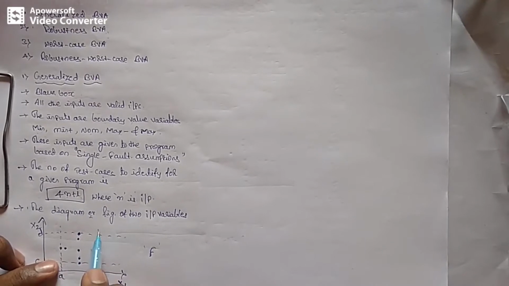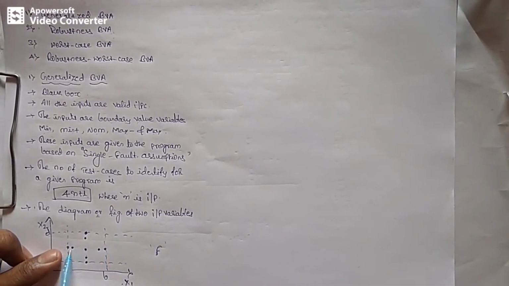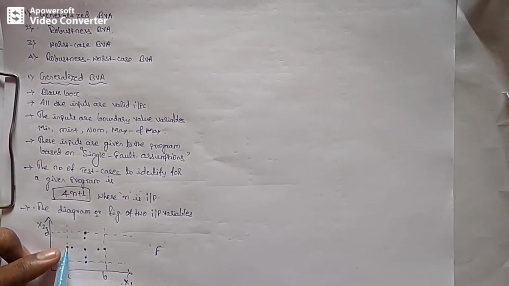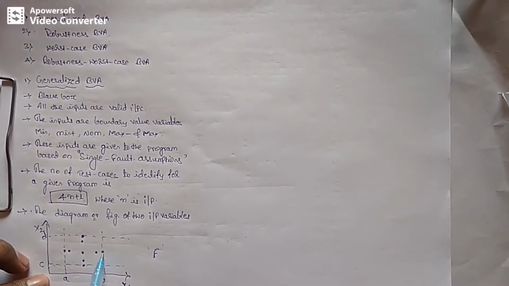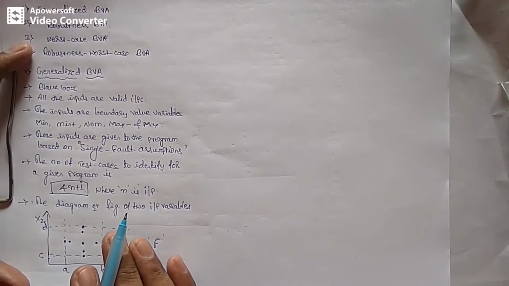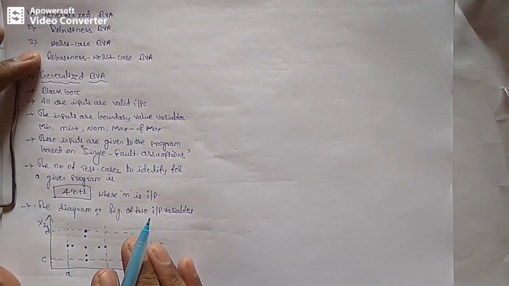If we are considering this line as a lower limit, then this will become the upper limit. Then we need to consider it in this fashion. This will become minimum plus, nominal, max minus, max. I think so. This is about your generalized boundary value analysis method.